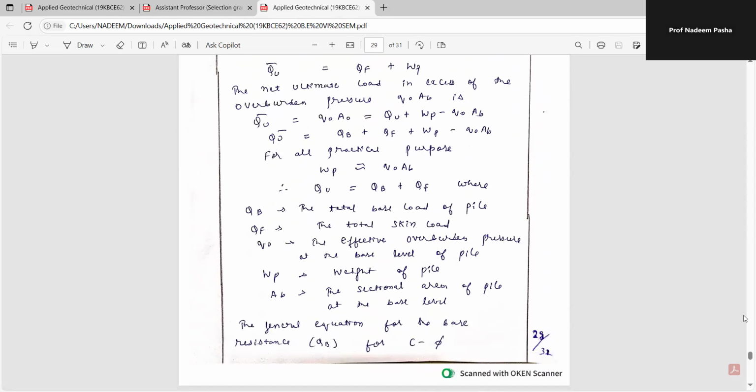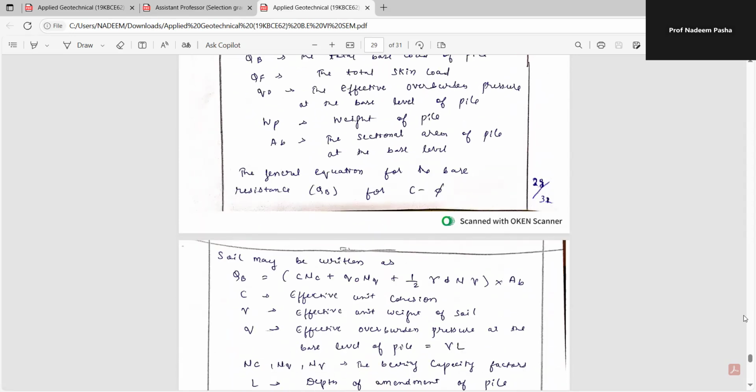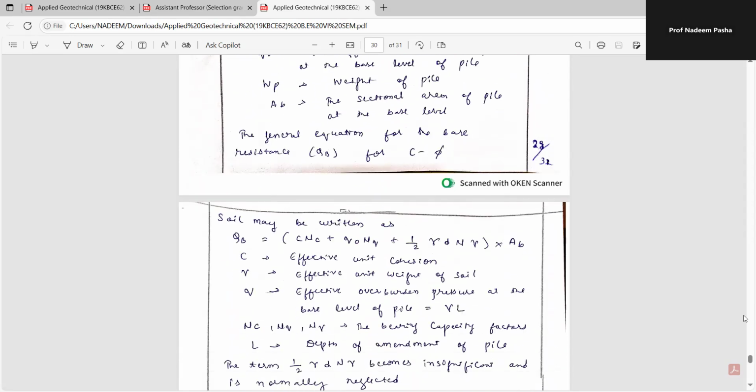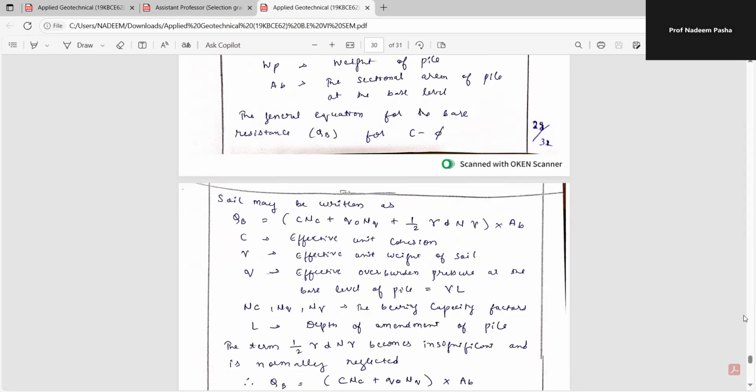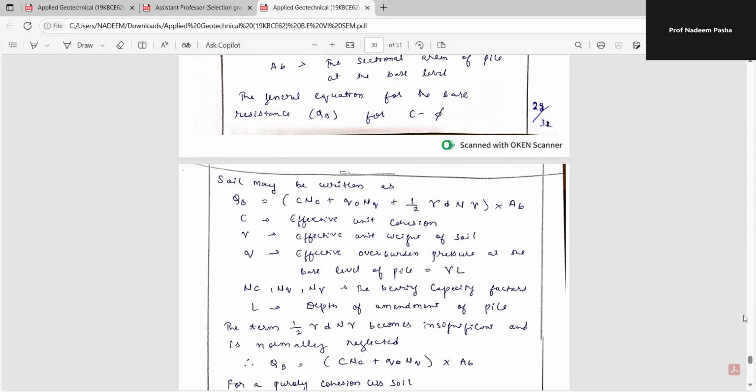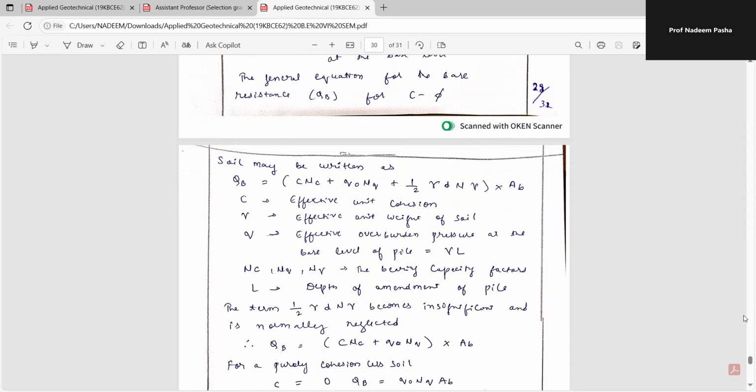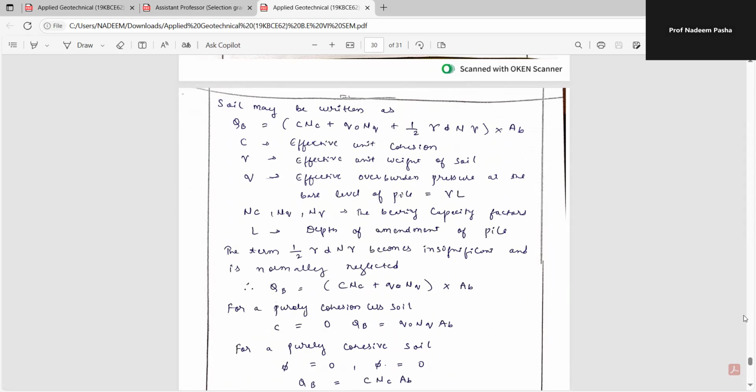The general equation for the base resistance Qb for a c-phi soil may be written as Qb equal to c Nc plus q naught Nq plus half gamma D N gamma, all into Ab. c is the effective unit cohesion, gamma is the effective unit weight of soil, q naught is the effective overburden pressure at the base level of pile, gamma L, and Nc, Nq and N gamma are the bearing capacity factors. L is the depth of embedment of pile. The term half gamma D N gamma becomes insignificant and is normally neglected. Therefore, Qb is equal to c Nc plus q naught Nq, into Ab.